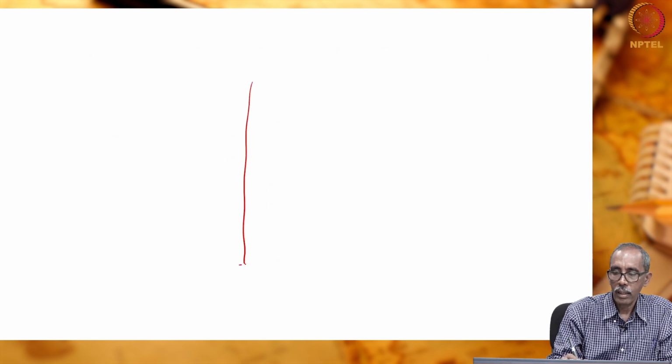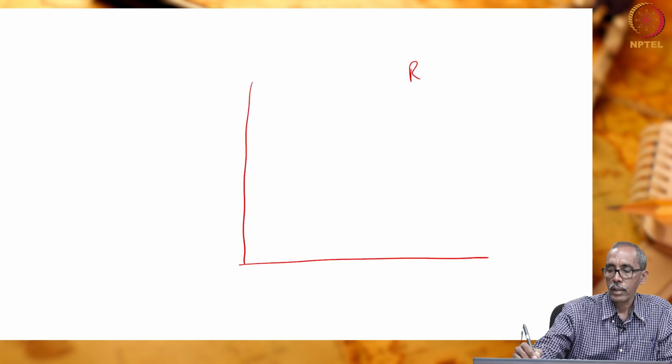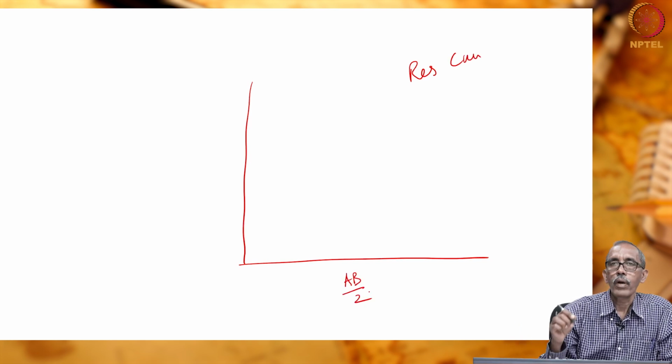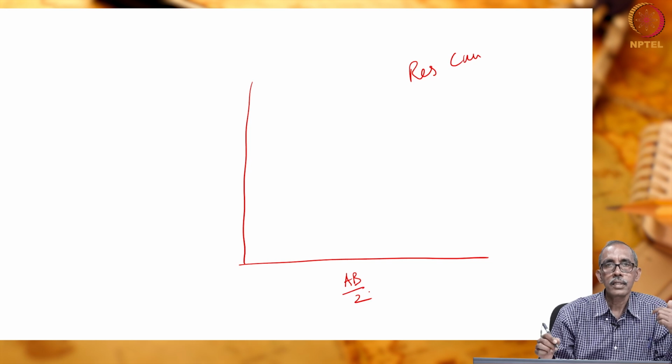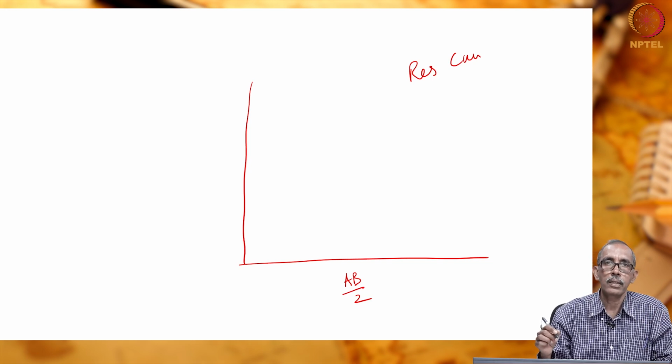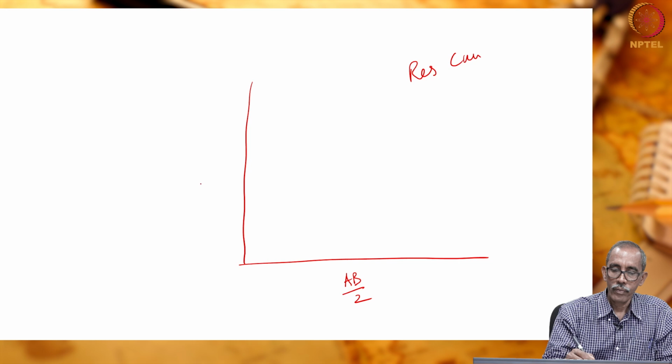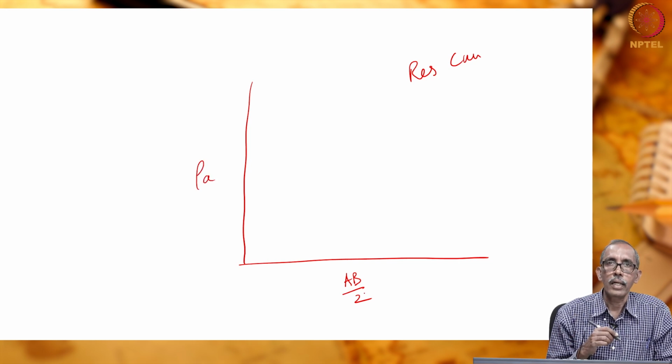So, now what we are going to do, we will plot the resistivity curve. Resistivity curve is nothing but AB by 2. Why are we using AB by 2 here? Since we have used the Schlumberger method. Schlumberger method is always advantageous when you carry out the survey for vertical electrical sounding. So, rho A versus AB by 2 data, right.